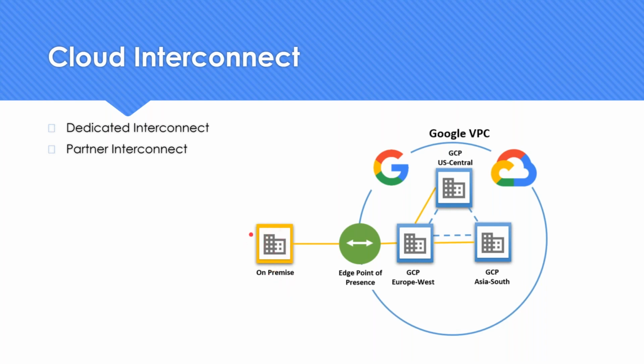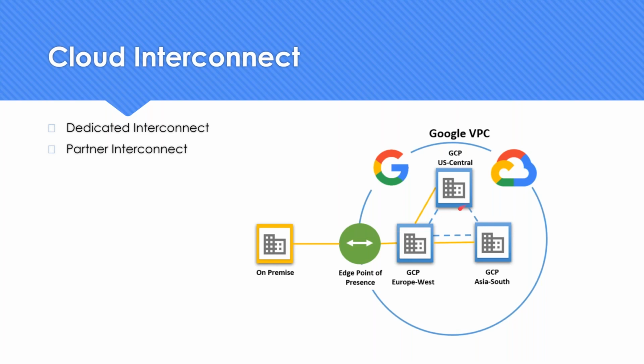This is your on-premise. Now, Google also has an edge point of presence, or a co-location facility. They have a data center in Mumbai. What happens is, from your data center, you're going to connect directly to Google's data center using a VLAN, a virtual LAN. By doing this, you're already connected to the Google network. Now, from your on-prem, maybe you have another center.